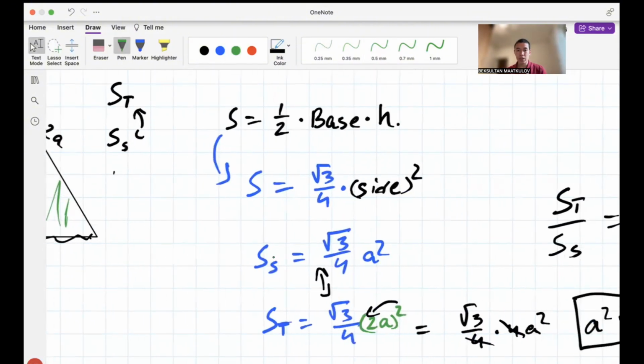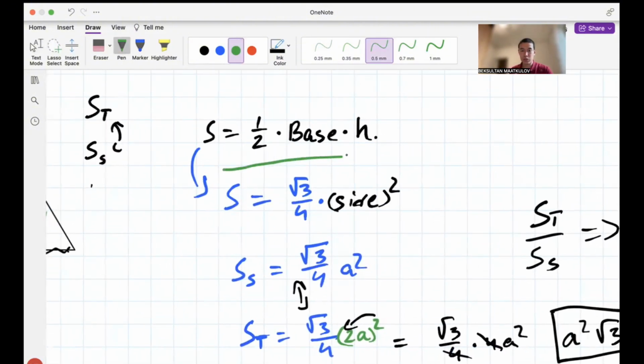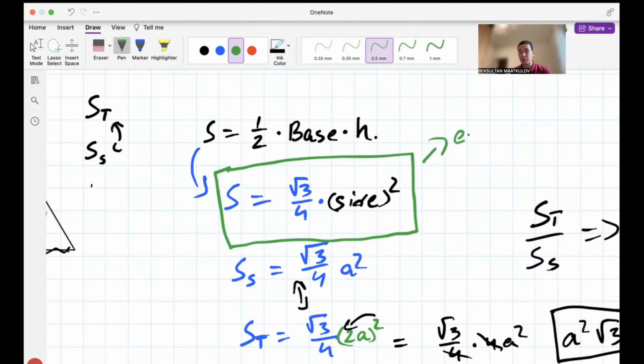I would suggest you write down this formula. This formula works only for equilateral triangles.